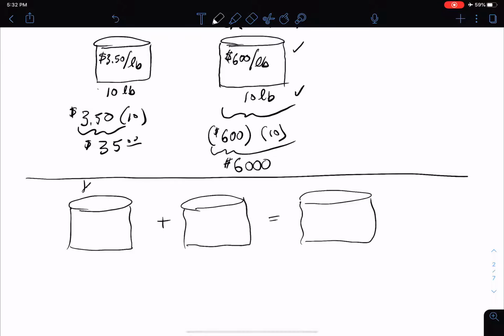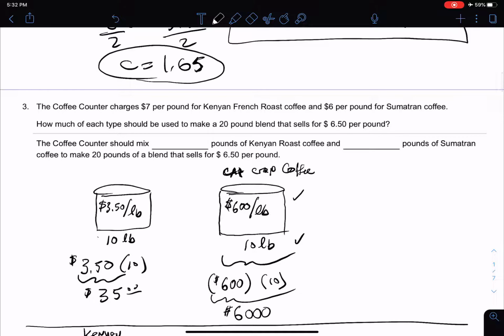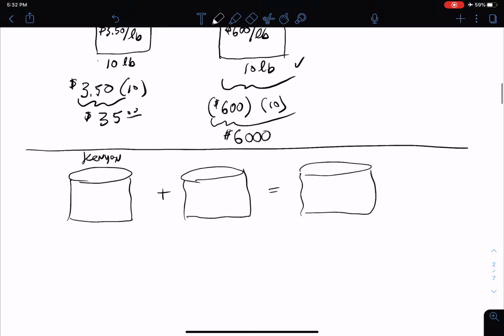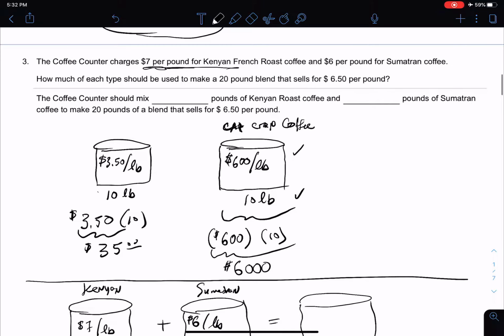Now they're talking about this Kenyan coffee, and they're saying the Kenyan, if I go back up here, the coffee can, so $7 per pound for this Kenya coffee. So this stuff has a rate of $7 per pound. And then we got this Sumatran coffee, which I believe it said $6 per pound. So that's the rate for the cost of that coffee.